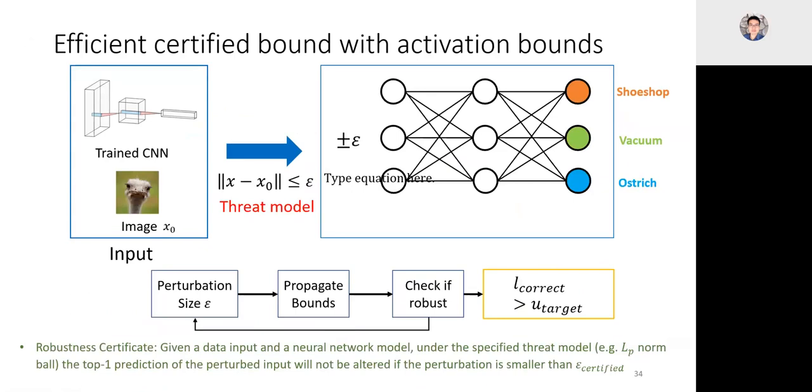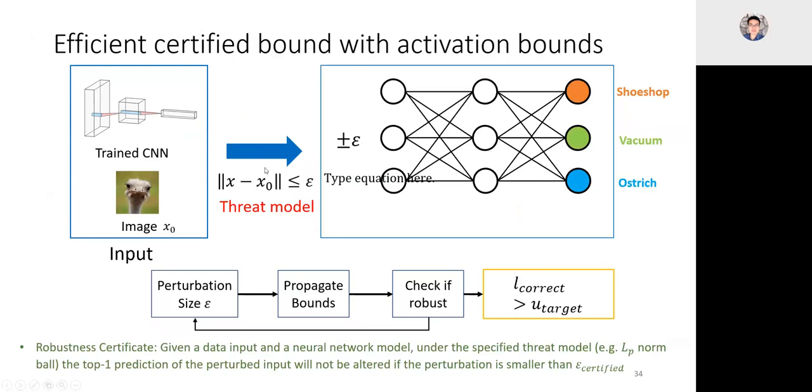Basically, when we are trying to certify a neural network model, you first need to give a trained neural network model, and second, a data input. Because different data inputs have different minimum distortion, some may be close to the decision boundary, some may be further away, this robustness certification is given at the input sample level instead of the model level. Then we can specify a threat model that we want to certify, for example, the Lp norm between the perturbed image x and the original image x naught.